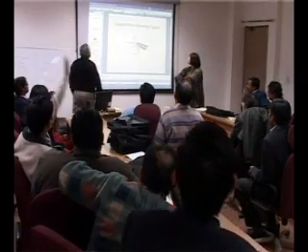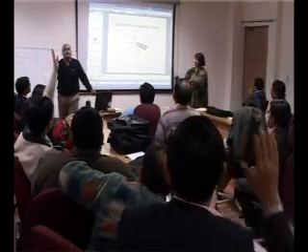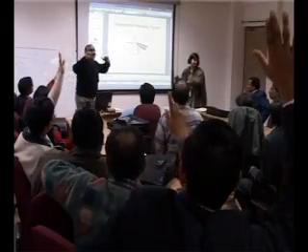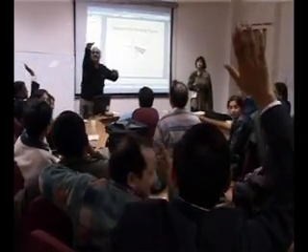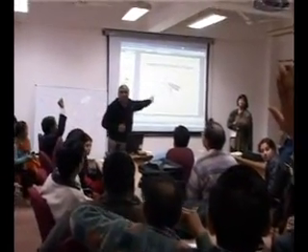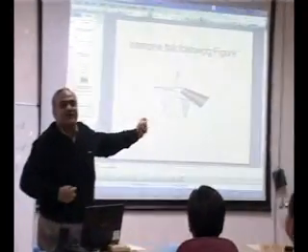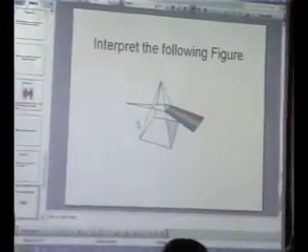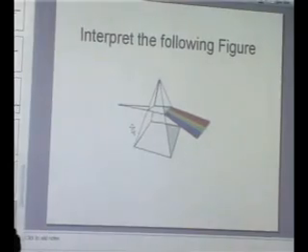Now the clue is this. Interpret the following figure. I think some physics person is there. Yeah, Vinod Singh is there. Let me ask him, what is that, sir? This person is there, but I want another answer for that.